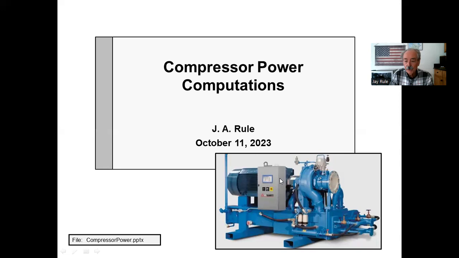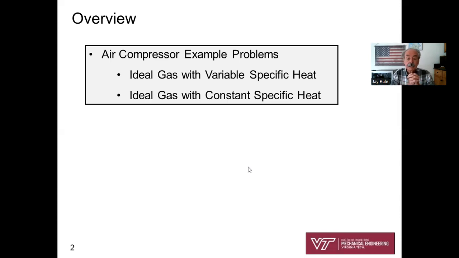So I want to show you a couple of worked out example problems on how to analyze an air compressor. And here we go. This is a quick look at an industrial centrifugal air compressor. What I want to do here is cover two worked out air compressor example problems. The first will be modeling air as an ideal gas with variable specific heat. Then we'll work through the exact same problem, but treating air as an ideal gas with constant specific heat. And then we'll compare the numerical results for both.